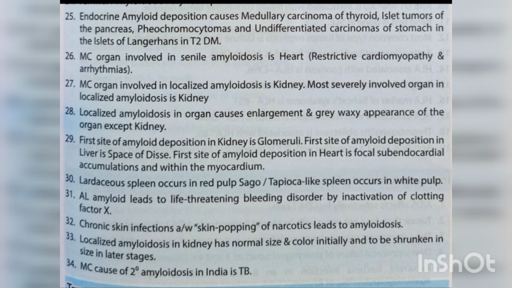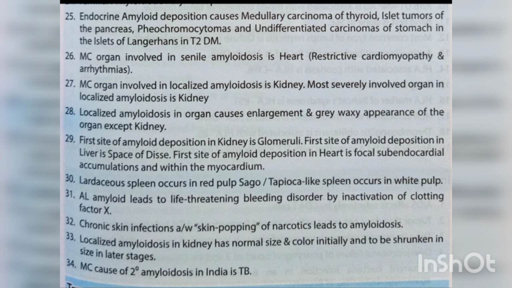Most severely involved organ in localized amyloidosis is kidney. Localized amyloidosis in an organ causes enlargement and a gray waxy appearance of the organ, except kidney. First site of amyloid deposition in kidney is glomeruli. First site of amyloid deposition in liver is the space of Disse. First site of amyloid deposition in heart is focal subendocardial accumulations and within the myocardium.